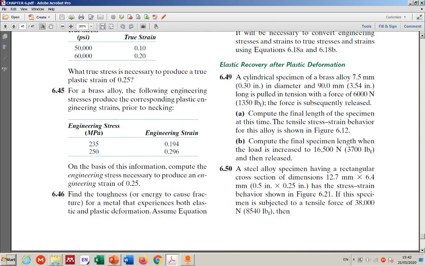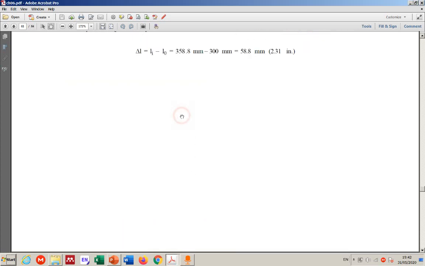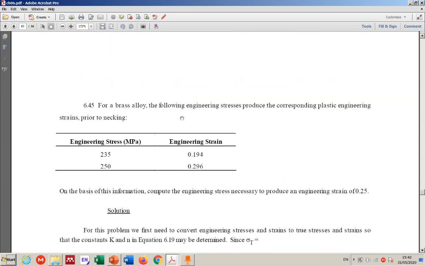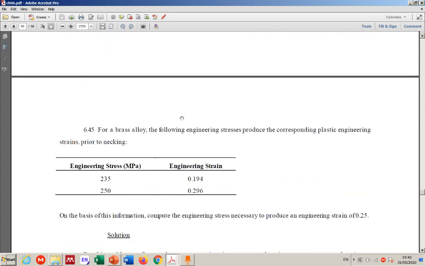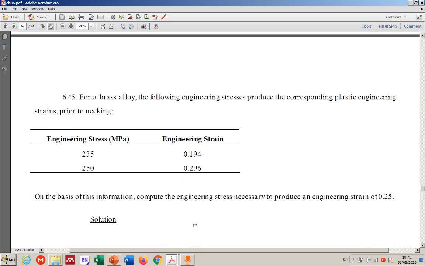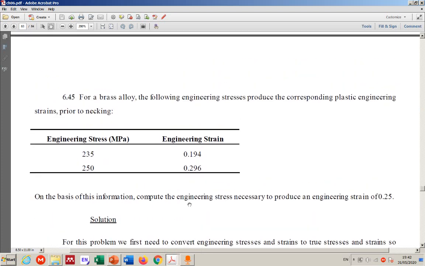Okay, I'm gonna solve 6.45. 6.45, we have it here. So this 44 is easy. 45 is the one that is kind of an exam question. So I'm gonna tell you here what do you expect for the final as well.